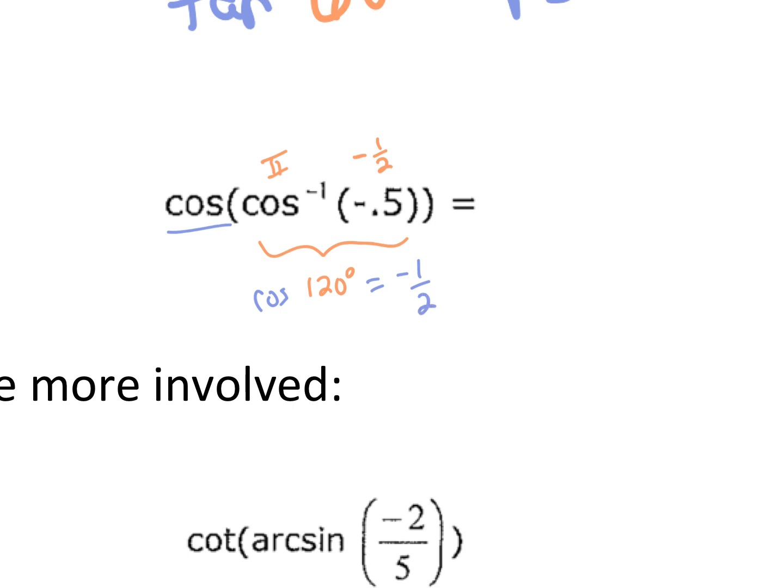Negative a half. So on that one, we ended up right back where we started, right? That does not always happen, so be careful. Nicole: Does it have to be negative half like I put, because my calculator gave me 0.5? You're using the unit circle though, not a calculator. So you're not going to see negative 0.5 on your unit circle. You're going to see negative a half, okay?